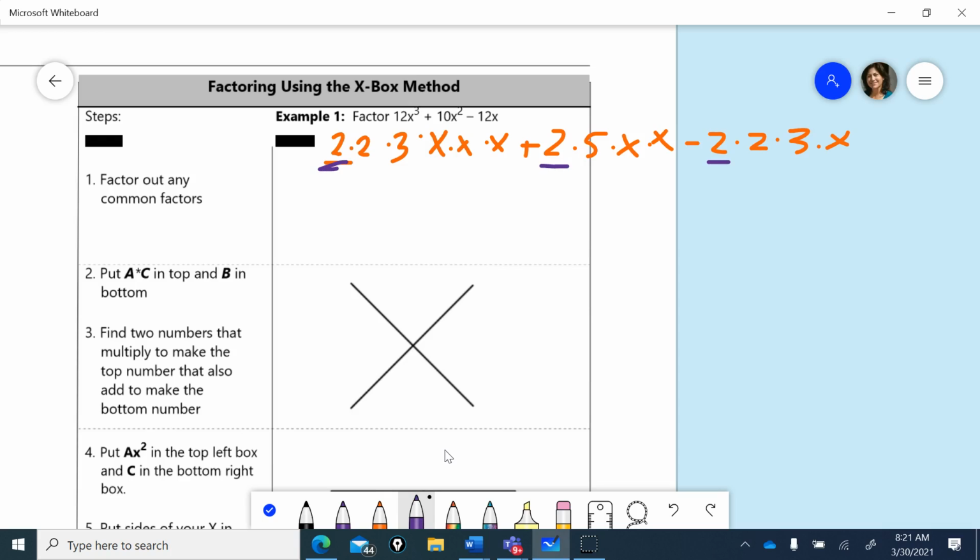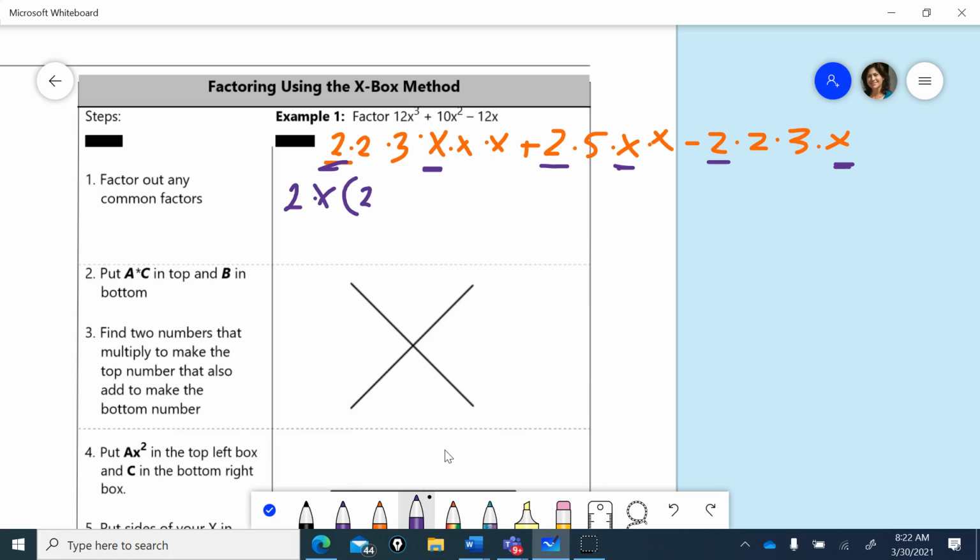Then they share 1x. And what they share, I write outside the parentheses as my GCF. So they share 2 times x. I open parentheses, and in the parentheses I write what they don't share.